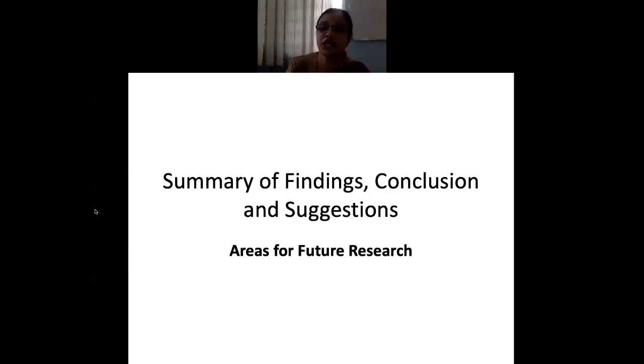Now the last chapter is regarding your summary of findings, conclusion and suggestions. Whatever inferences you draw will be shown in your findings. Summary of findings is usually shown under two headings. One is your general findings. The general findings is what you usually have seen regarding that particular aspect, which you have seen in your review of literature and your introduction.